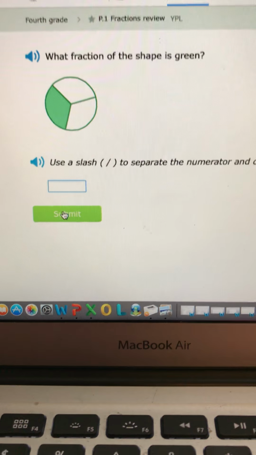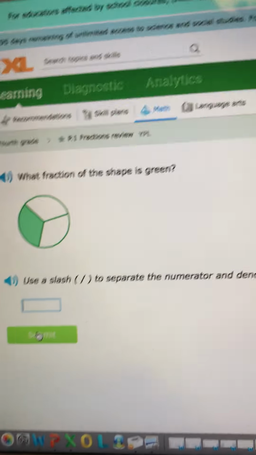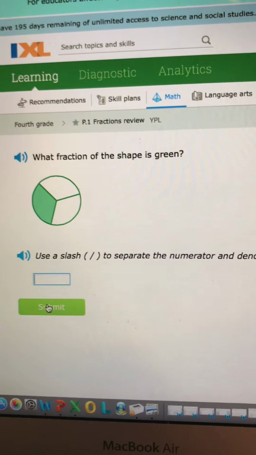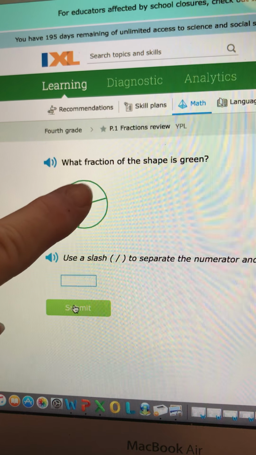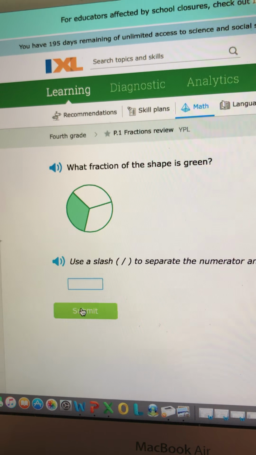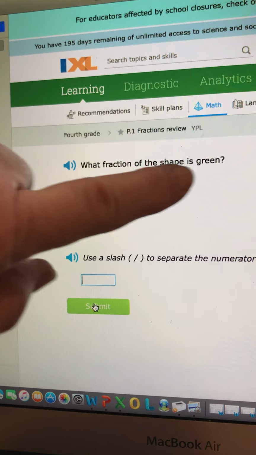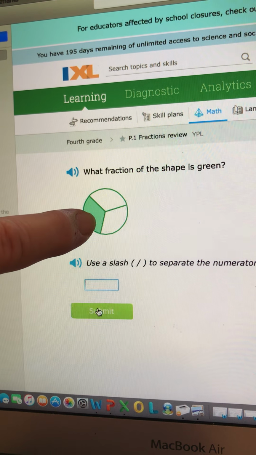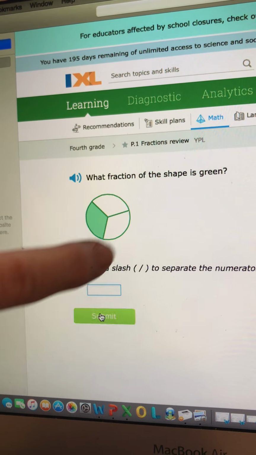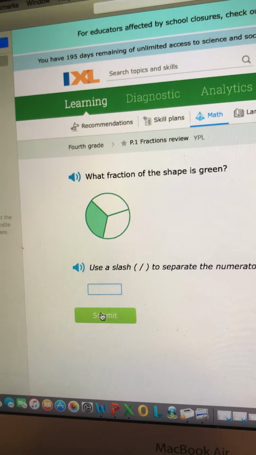All right. I think you're getting the idea. Just remember that, and you've had fractions before. Fractions are not new to you, and you know about fractions. Just notice, divided into equal parts, and you just count how many equal parts there are. And then it's asking you, what fraction of the shape is green? Well, we have 1 out of 1, 2, 3, so it would be 1/3.